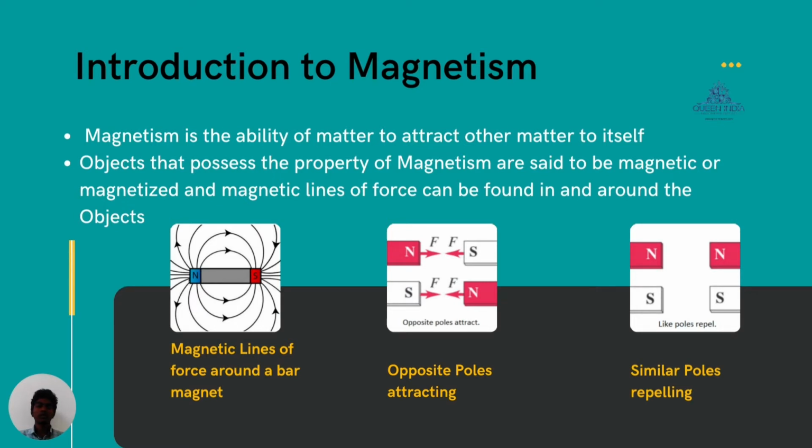Introduction to magnetism. A magnetic pole is a point where the magnetic lines of force exit or enter a material. Objects that possess the property of magnetism are said to be magnetic or magnetized, and the magnetic lines of force can be found in and around the objects. Magnetic lines of force around a bar magnet. Opposite poles are attracted, similar poles are repelled. Magnetism is the ability of matter to attract other matter to itself.